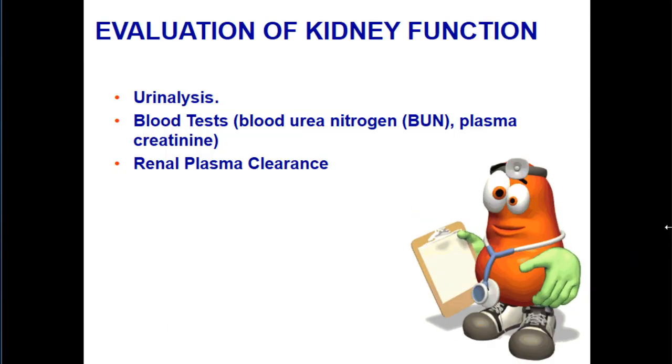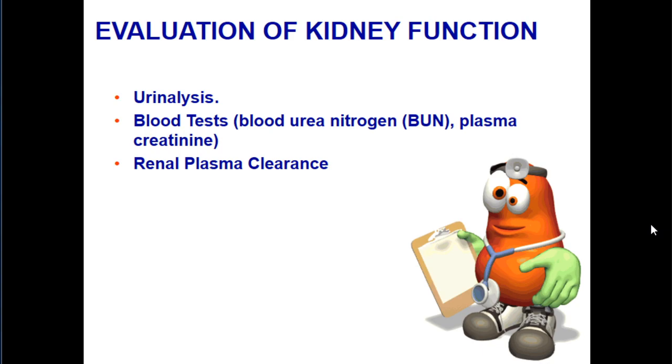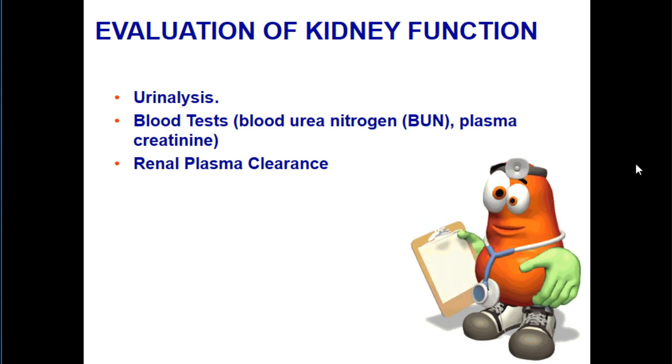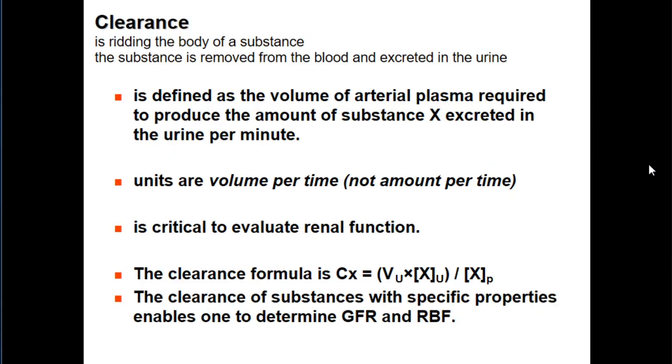How to evaluate the function of the kidneys? You can use urine analysis, blood tests like blood urea nitrogen, plasma creatinine, because the main function of the kidney is the excretion of waste products, and renal plasma clearance. Clearance, what is that? It's clearing the body of a substance. When the substance is removed from the body, from the blood, and excreted into the urine.